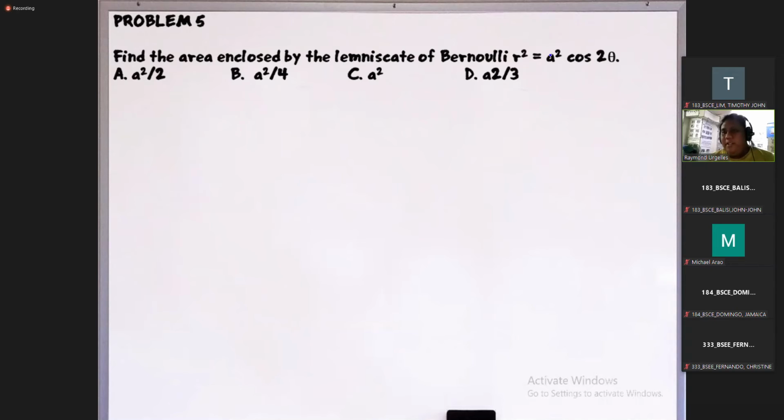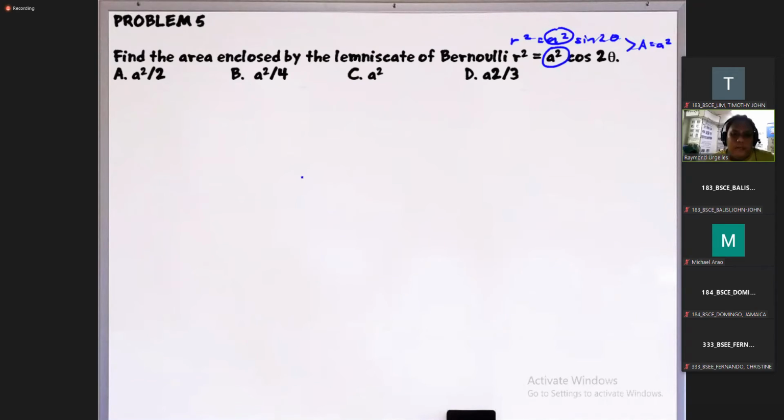Kung alam niyo yung direct formula, pag ganito, r squared is equal to a squared cosine 2 theta or r squared is equal to a squared sine 2 theta, ang direct formula dyan for the area bounded by the lemniscate of Bernoulli is just equal to a squared. So yung naka-multiply lang dun sa sign natin.